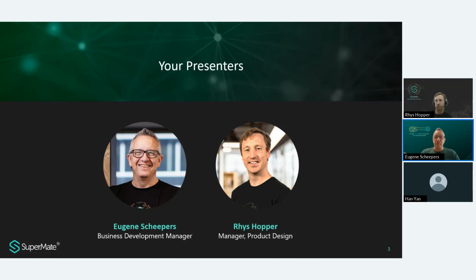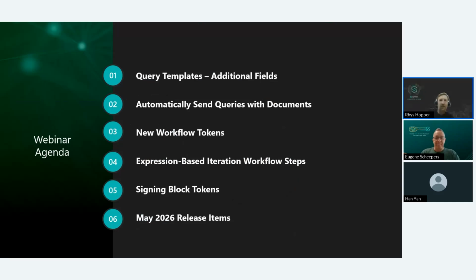Reese, I'm going to flick over to you just to take us through the agenda before we have our first poll. Yeah, sure. Thanks, Eugene. Today's webinar is all about automation and items that we've released in the May 2026 release. So we're talking automation through query templates, a few workflow updates, new letter signing blocks, and then some other helpful items that came out during the May 26 releases. Fantastic. Sounds good. I think we'll head on into the content today. So Reese, over to you.